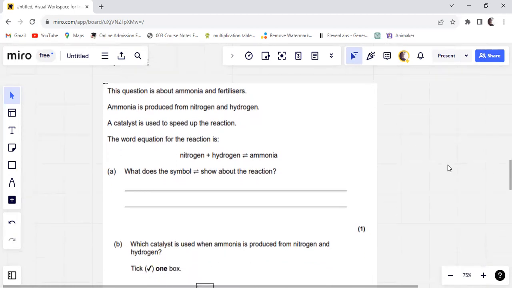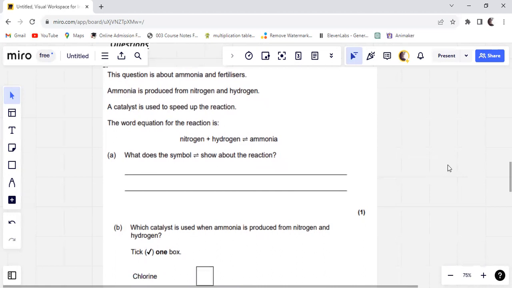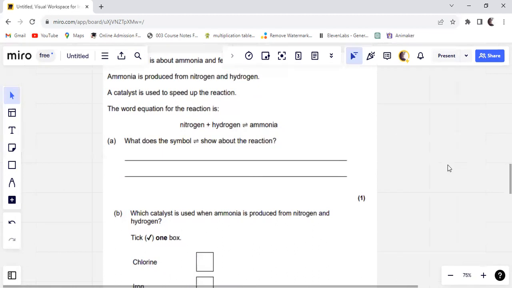So look at the question. This question is about ammonia and fertilizers. Ammonia is produced from nitrogen and hydrogen. A catalyst is used to speed up the reaction. The word equation is given over here. You can see nitrogen plus hydrogen is making ammonia.